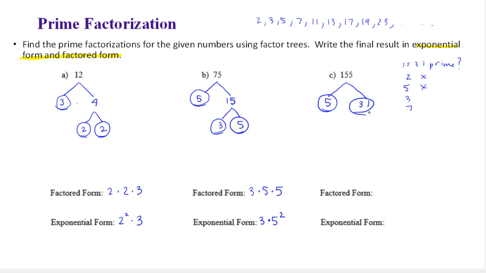So my factored form is just 5 times 31. And sometimes your exponential form is the same as your factored form. Since we didn't have any repeated factors, we would write this exactly the same.